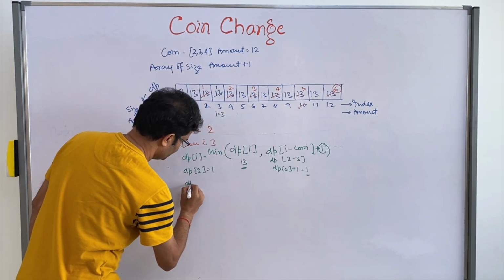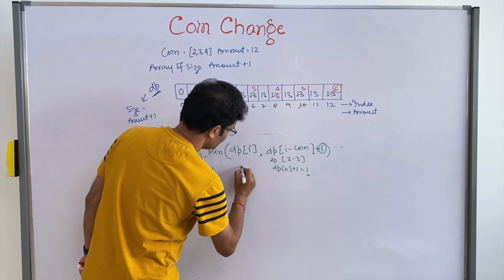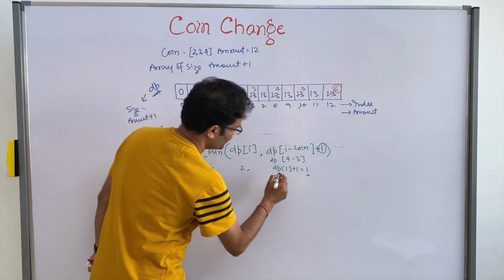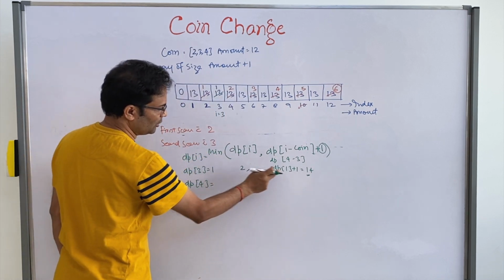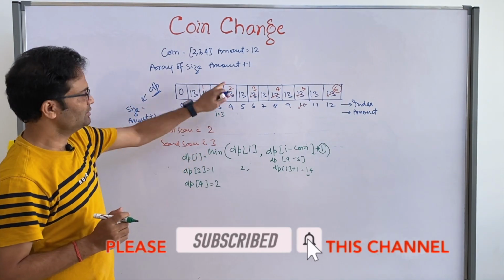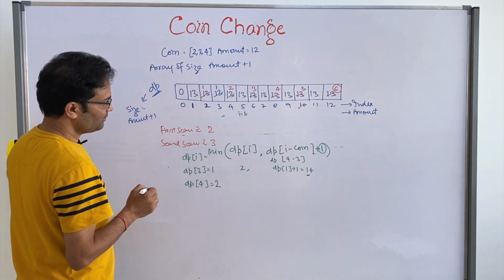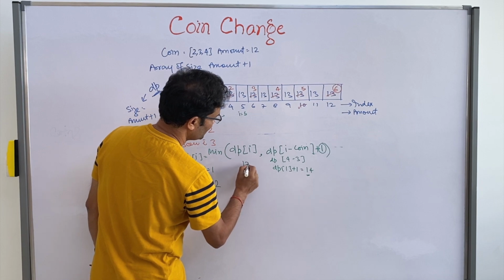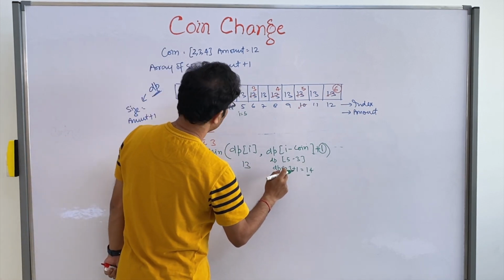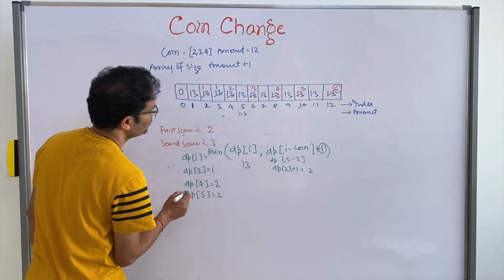Now let me go for DP[4]. The DP[4] value is right now 2. And 4 minus 3 is 1, and DP[1] is 13. So 13 plus 1 is 14. What is the minimum between 2 and 14? Of course 2, so for DP[4] we are not going to change anything. So DP[4] is equal to 2. Now again, i is equal to 5. DP[5] is 13, and 5 minus 3 is 2. The DP[2] value is 1, and 1 plus 1 is 2. What is the minimum? The minimum is 2. So DP[5] is equal to 2.